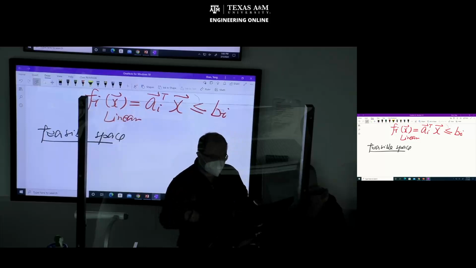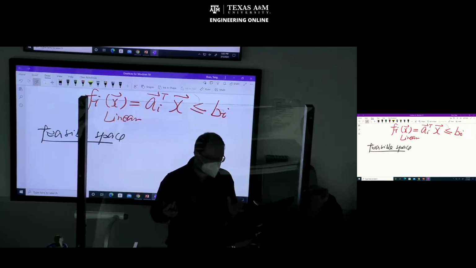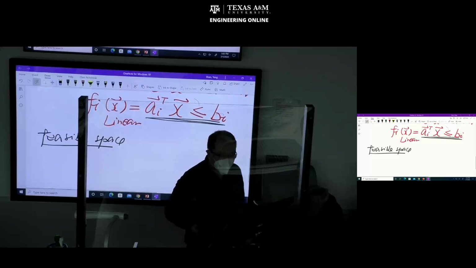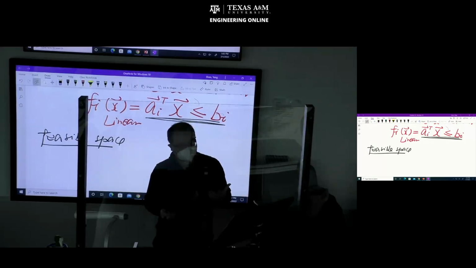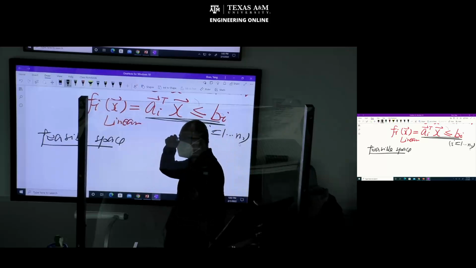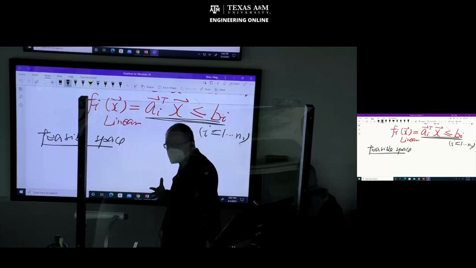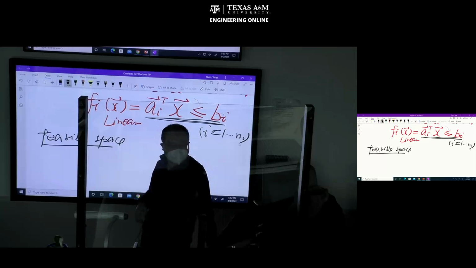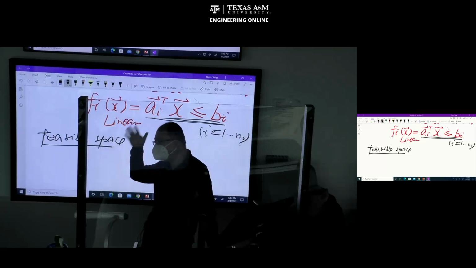Let's, for simplicity, regard x in the two-dimensional space, okay? So let's look at this function form. Let's say x in the two-dimensional space. So what's a feasible space like? You have an intersection of m inequalities, right? So what does each inequality define? It's a half space. So in general, x is in an n-dimensional space.